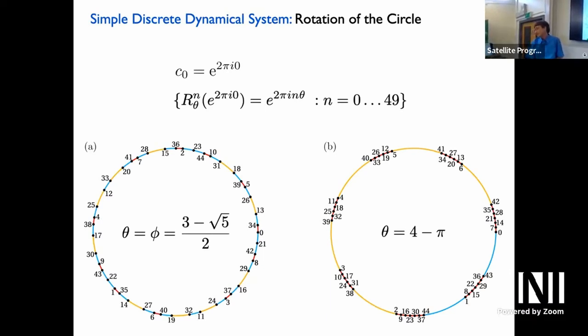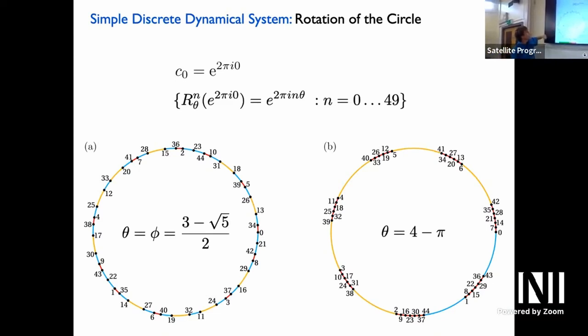You could just say, what is the angle? Not even worry about changing the radius. And you see that again. As you put down 50 points here, for the golden number, it's pretty well distributed around the circle, whereas for 4 minus pi, you get these big gaps. And I've colored the gaps by colors. You'll see here red, blue, and yellow.